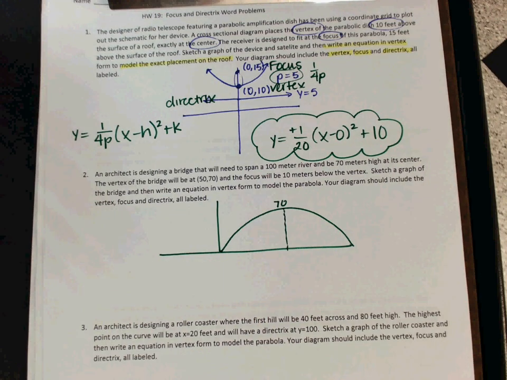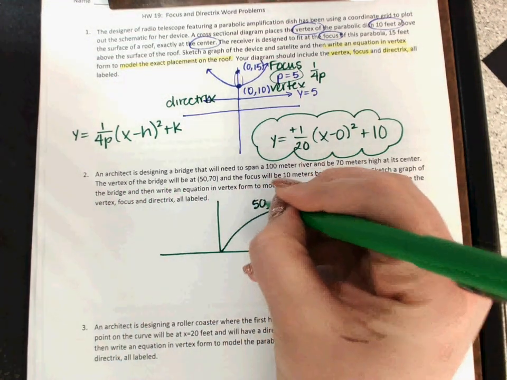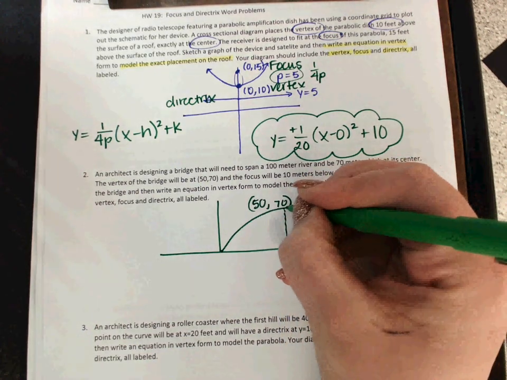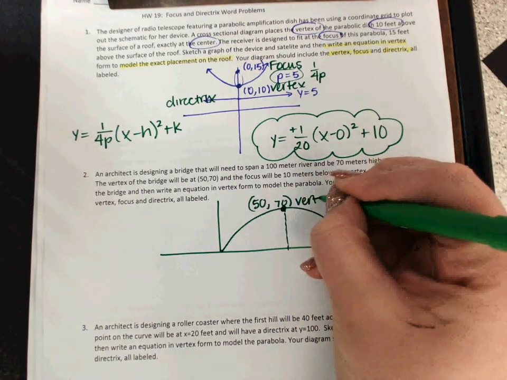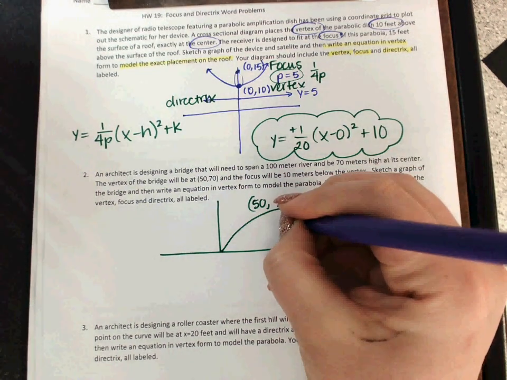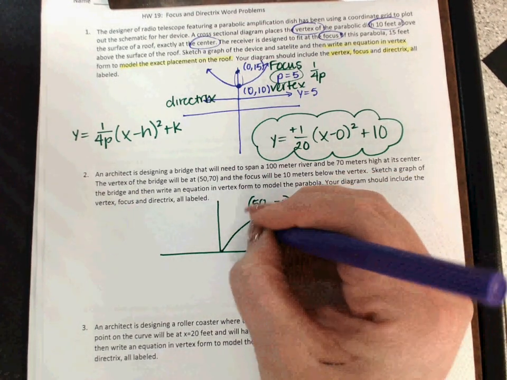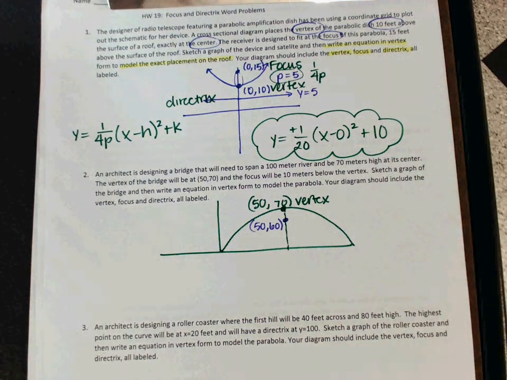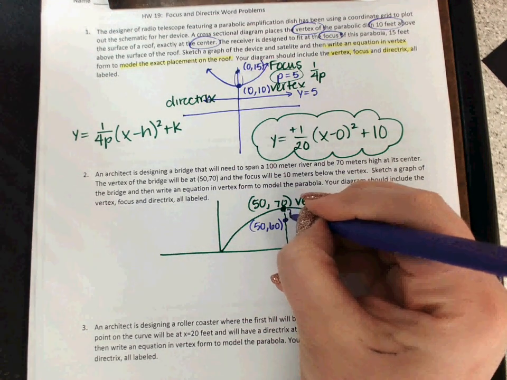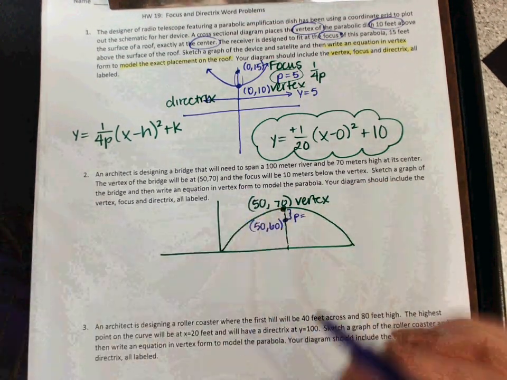Now, if we know that it says here the vertex of the bridge will be at (50, 70), then I'm going to write that as an ordered pair. That's my vertex. Okay, then it says the focus will be 10 meters below that. So if this is (50, 70), then my focus 10 below that would be at (50, 60). And remember that the reason that that matters is that how far apart those are tells you what your p is. So if that one's at 70 and that one's at 60, then my p is 10.